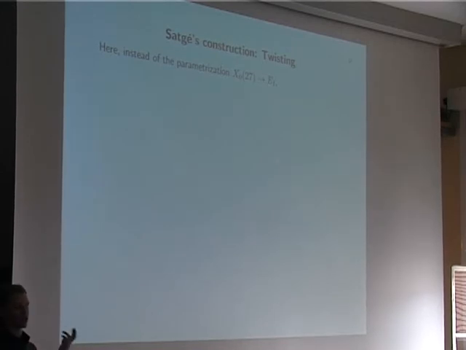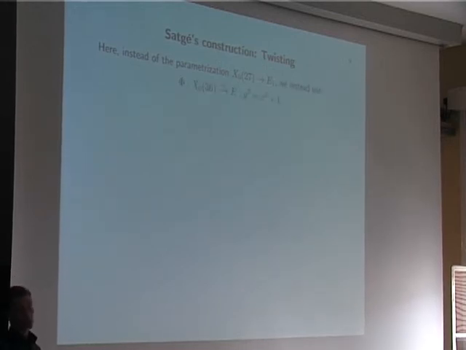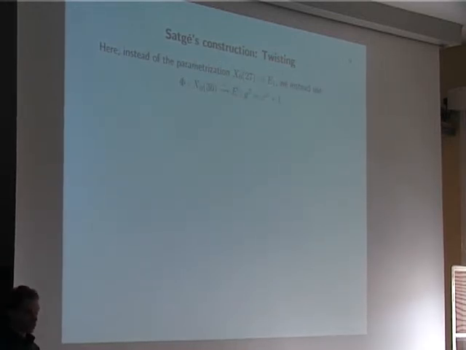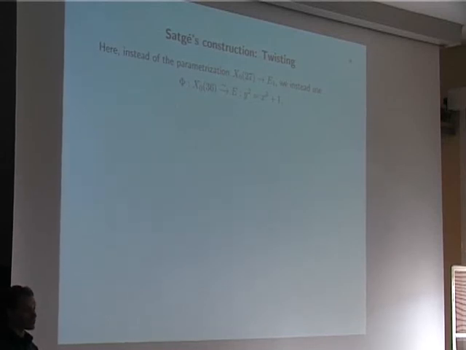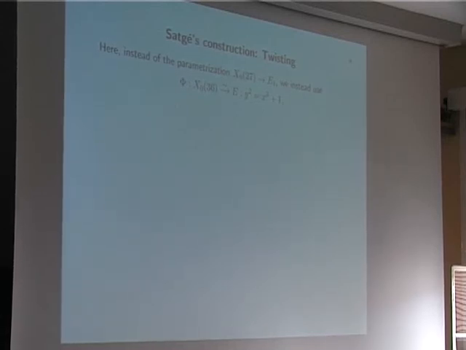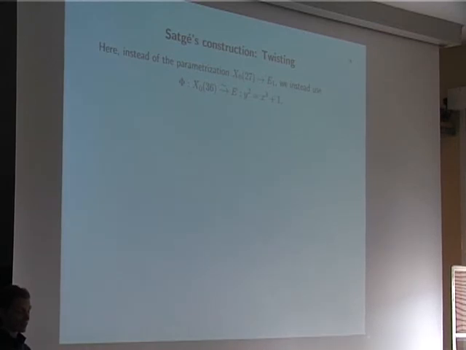You always have to start with some kind of parameterization. So instead of considering X_0(27) going to E1, we're going to use a different parameterization. We're going to look at X_0(36). This is another nice modular curve, and it happens to have genus 1. It's an elliptic curve, and you can compute that this equation is just, I guess it doesn't get any simpler than this: y squared is x cubed plus 1.